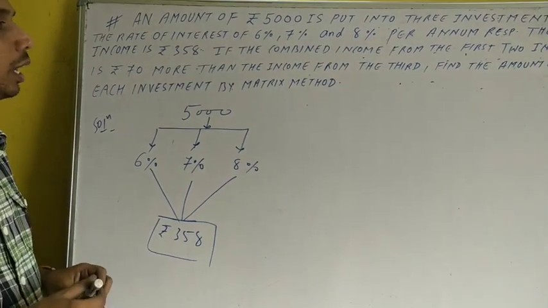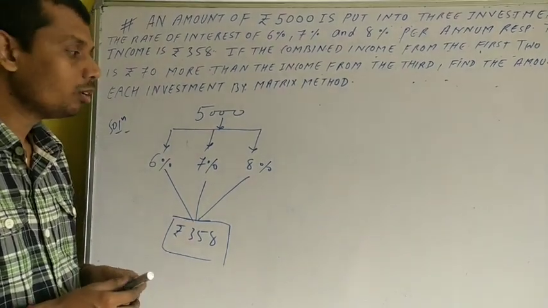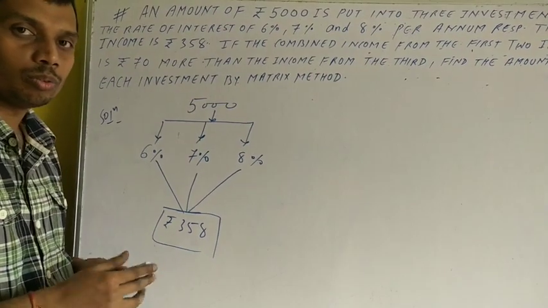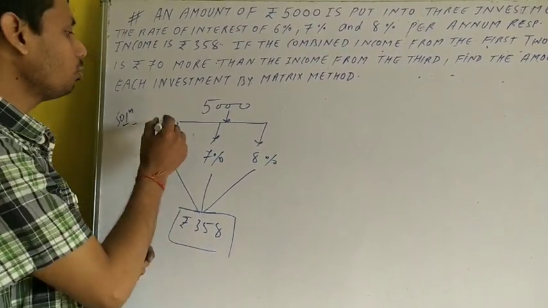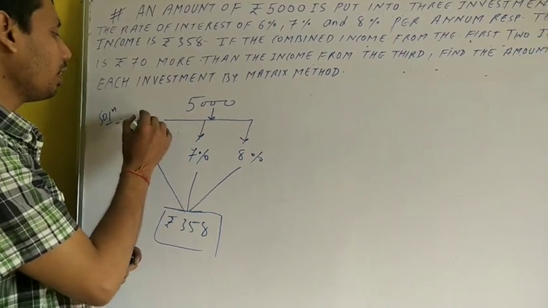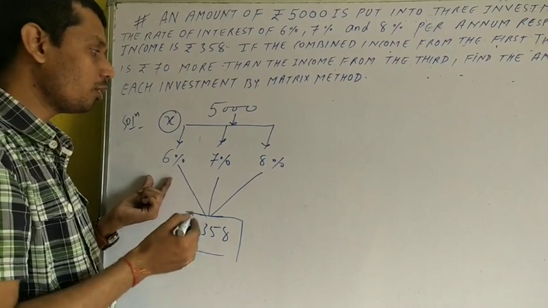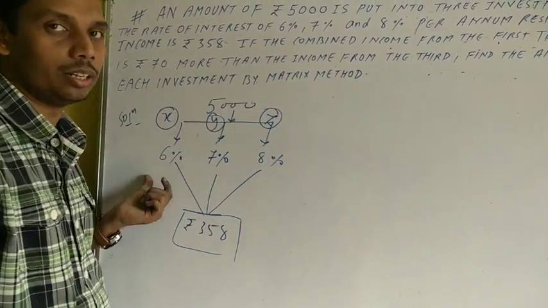investment by matrix method. Okay, here the equation is not given. What we have to do is, after going through the given conditions, first of all frame the equation. Now let us assume that rupees x is being invested in the first firm, rupees y in the second, and rupees z in the third.